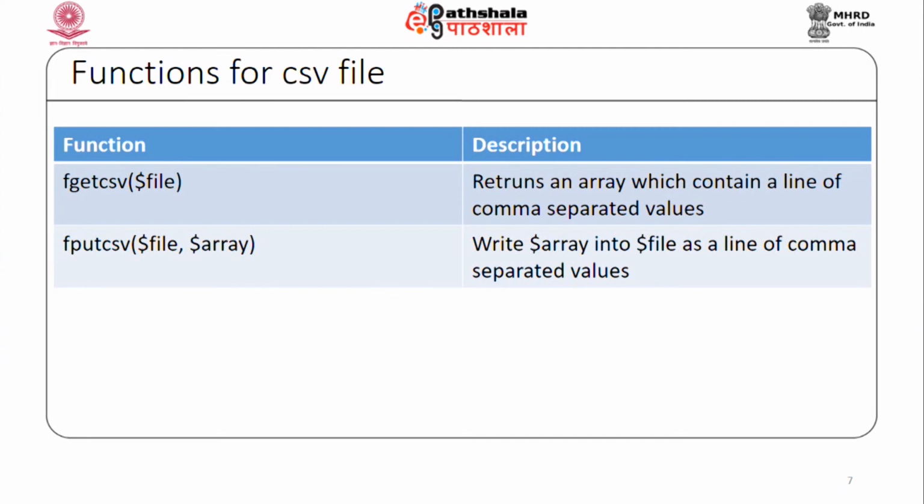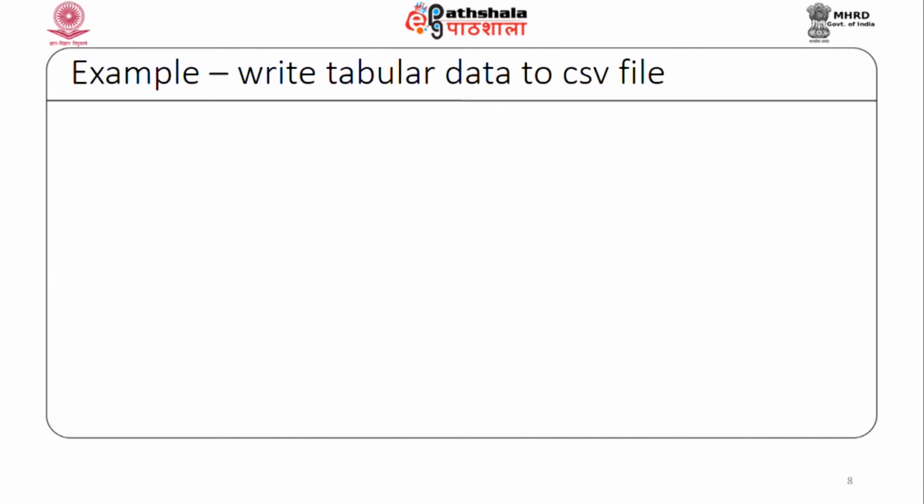Now, there are built-in functions available in PHP to read and write data from a CSV file. The first function is fgetcsv, and you have to provide a file handle as a parameter. It is used to read the data and returns an array which contains a line of comma separated values. The second is fputcsv, which takes two parameters, one is the file handle and the second is an array. It writes $array into $file as a line of comma separated values. Let us understand the code by writing one example. First, I write data in a CSV file and then we read that file.